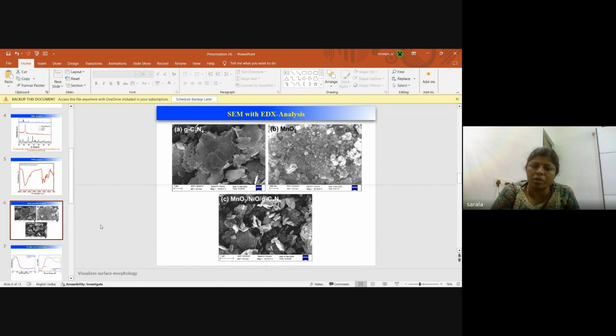In the scanning electron microscopy, the pure GC3N4 component structure was a layered plate structure. The manganese dioxide component looked like a clumsy surface morphological structure. The composite component morphological structure combined the layered plate structure and the clumsy manganese dioxide components. Then nickel oxide components are mixed together in the particular ratio of 0.1:5.